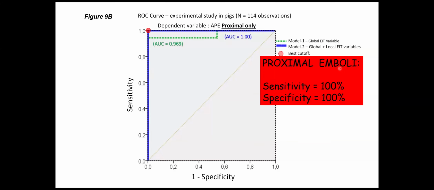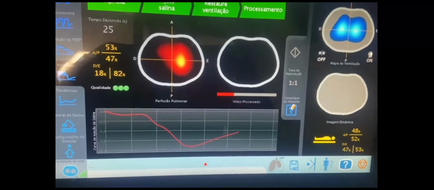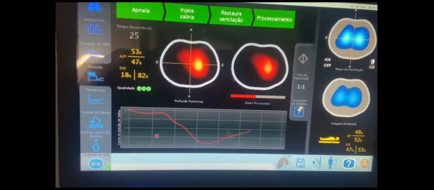So for proximal emboli, our method, using perfusion and ventilation together and superposing a map of both, and then calculating an index on top of this image, gives you a sensitivity and specificity close to 100% for proximal emboli. So nowadays, these are some clinical examples.